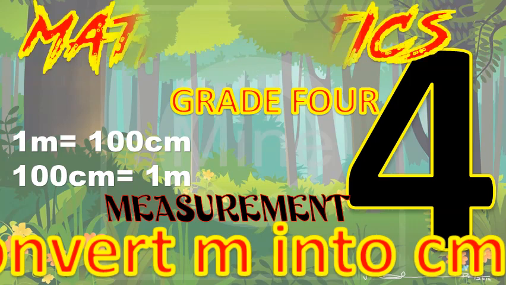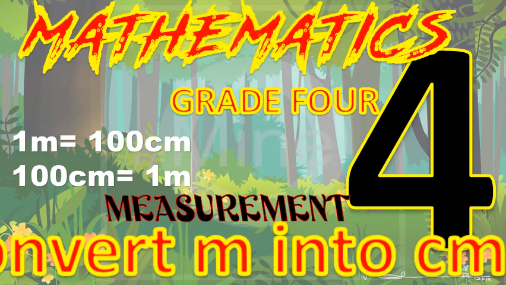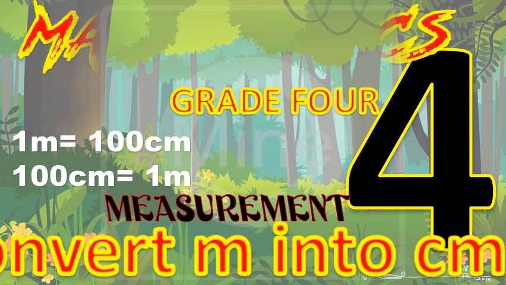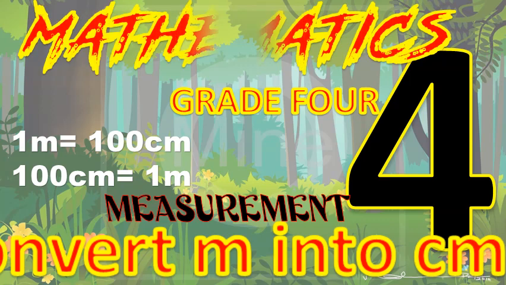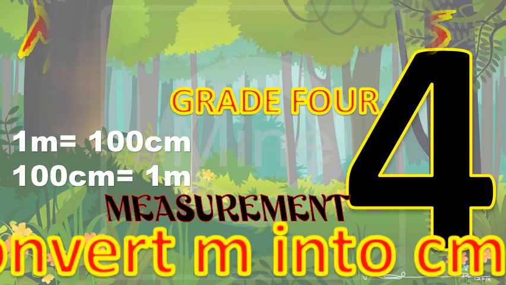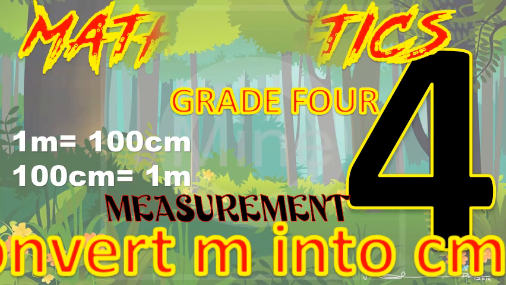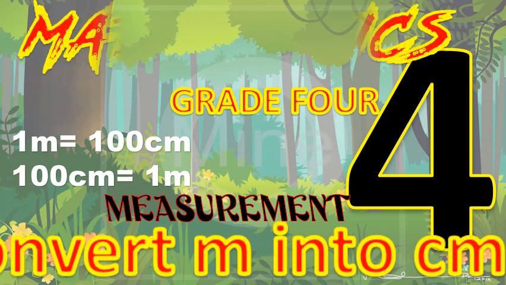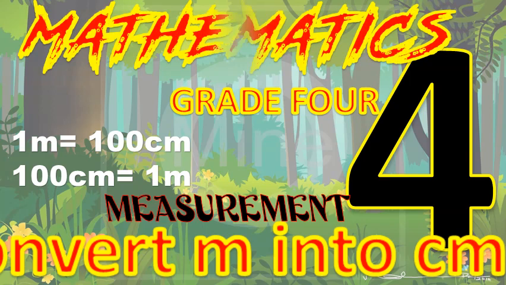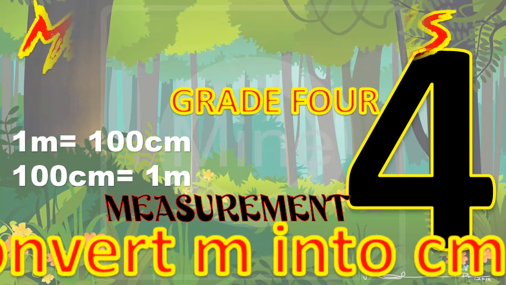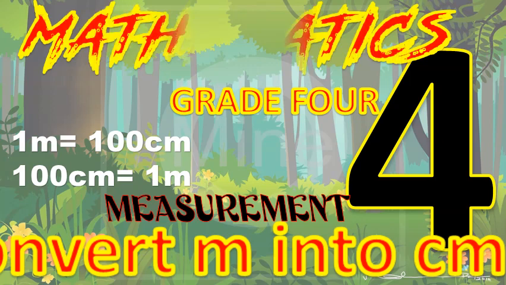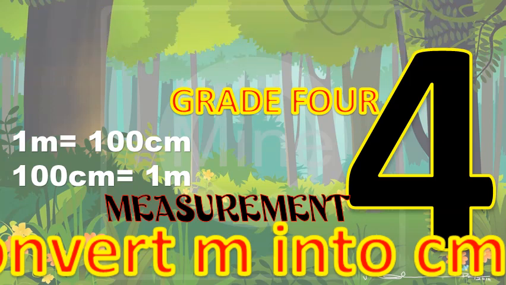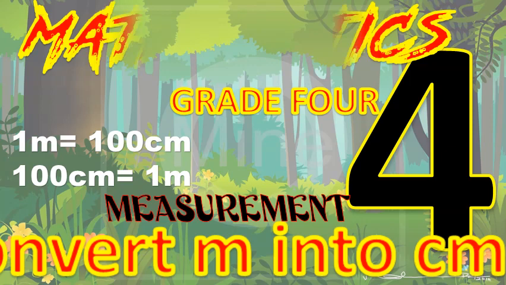Very good. I will take 4 meters and multiply it by 100 to get 400. Therefore, 4 meters into centimeters is 400 centimeters.